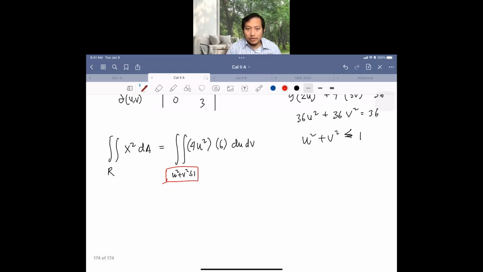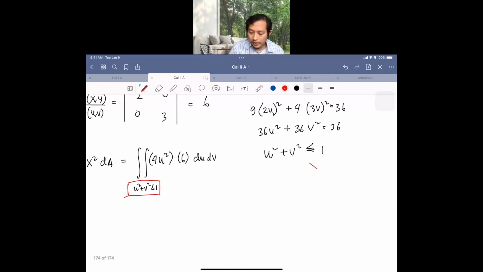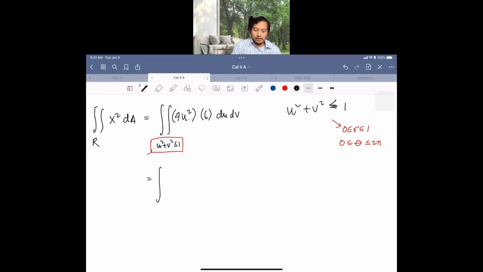Okay. So we convert to polar, and we know that the radius is from 0 to 1, and it's a full circle. So theta is just 0 to 2 pi. So we could just take the double integral, write 0 to 2 pi, and then 0 and 1 for the r. And then this will be 24. U squared becomes r, so we can write u is r cos theta and v is r sin theta.